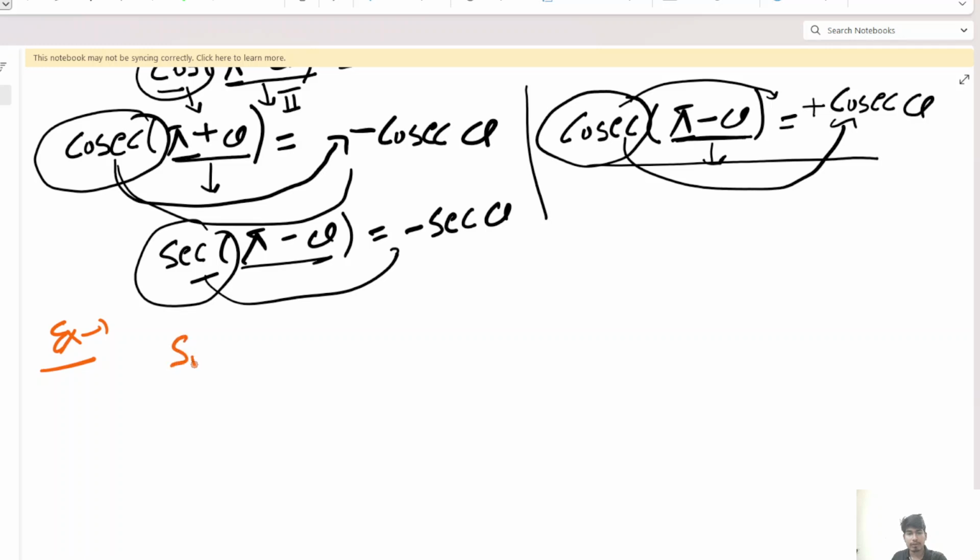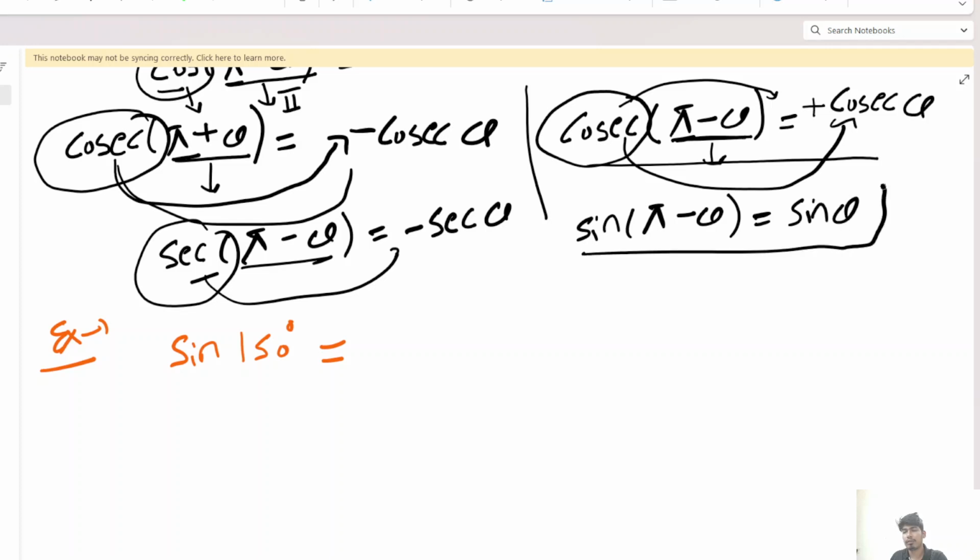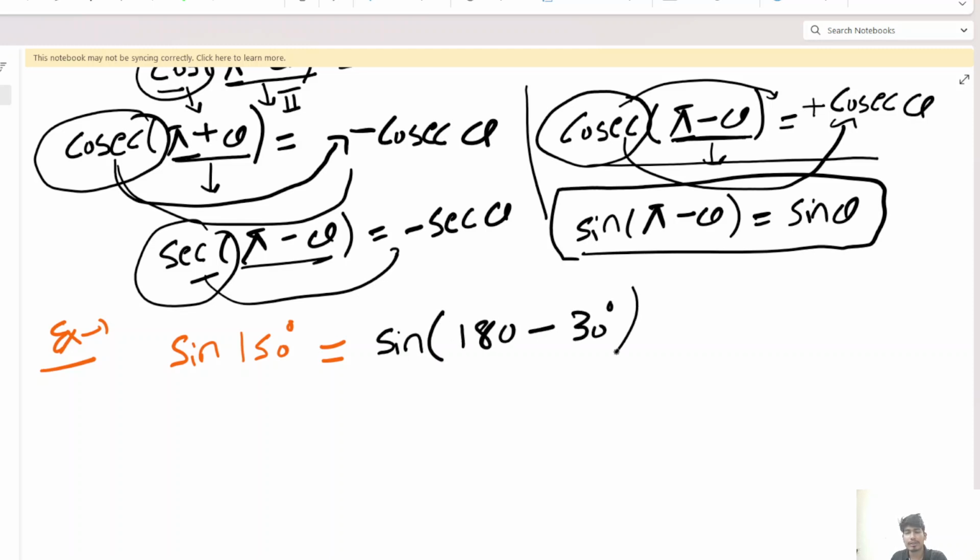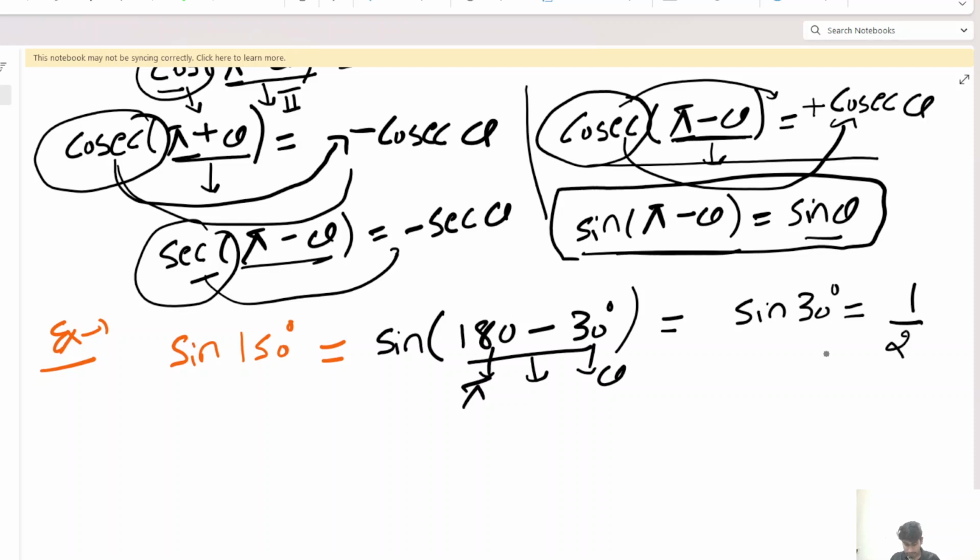What is our example? Find the value of sine 150. We know sine of pi minus theta is sine theta. This implies sine 150 is sine of 180 minus 30. Can we write this? Yes, because this is still 150, and we know sine of pi minus theta is sine theta. Here pi is 180 and theta is 30 degrees, so sine 30 degrees. And what is the value of sine 30 degrees? It is 1 by 2.